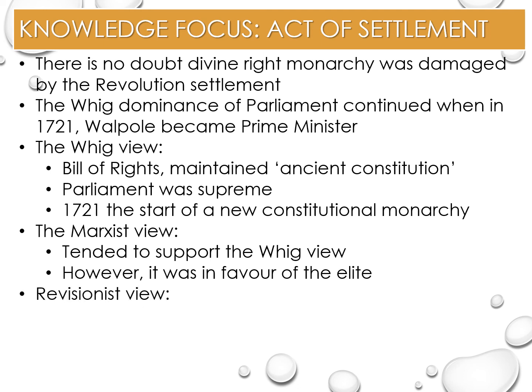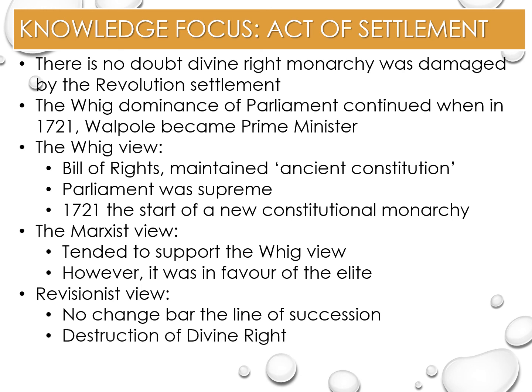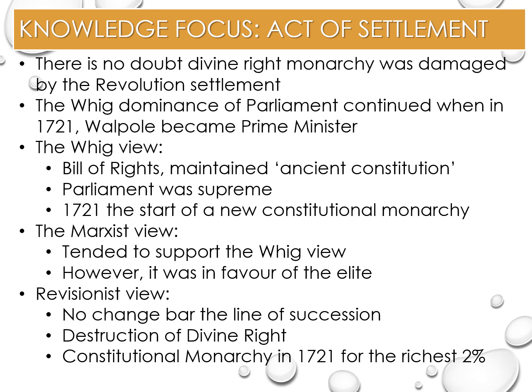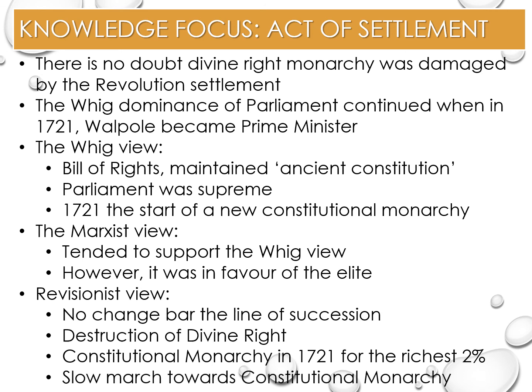In recent years, revisionists such as John Morrill point out the previous arguments of historians are null and void, as the only thing which changed was the line of succession. There was no constitutional monarchy, but rather the destruction of a divine right. Constitutional monarchy came into existence in 1721, and Parliament was still only the richest 2% in the nation. Both the Bill of Rights and Act of Settlement, therefore, were on the slow march of progress towards a constitutional monarchy rather than the end product, as it was not until 1760 that the Crown Estate placed the monarchy's property under the control of Parliament.